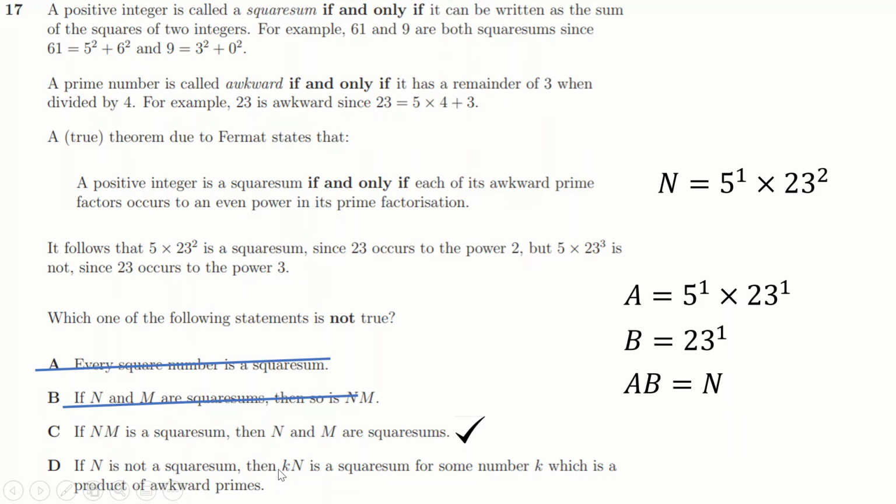D, I don't really need to check, but just for the sake of completion, what this is talking about is that if you have some number that's not square sum, like this one here, there's some number you can use which makes this into a square sum, and that's fairly obvious. Basically, it's saying whatever awkward primes you have that are to odd powers, you can fill them up with those awkward primes to make them all even. So for example, I can multiply this by 23 to make it square sum. So yeah, this is fairly obviously true as well, but it's irrelevant because I already found that's not true.